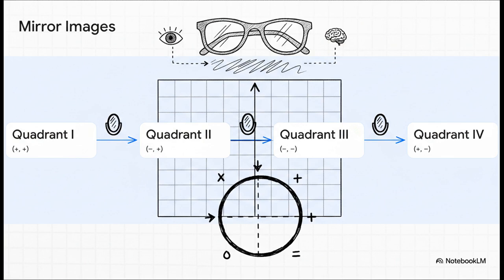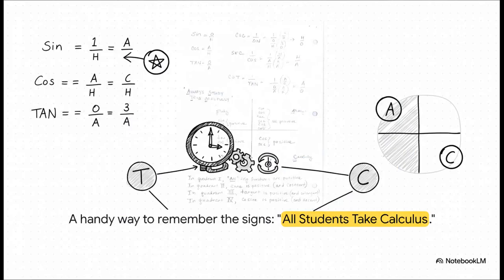It's that easy. And of course, there's a classic little trick to remember which functions are positive where. You've probably heard it: All Students Take Calculus. In the first quadrant, all are positive. In the second, Students tells us sine is positive. Third, Take for tangent. And fourth, Calculus for cosine. A little cheesy, but hey, it works.